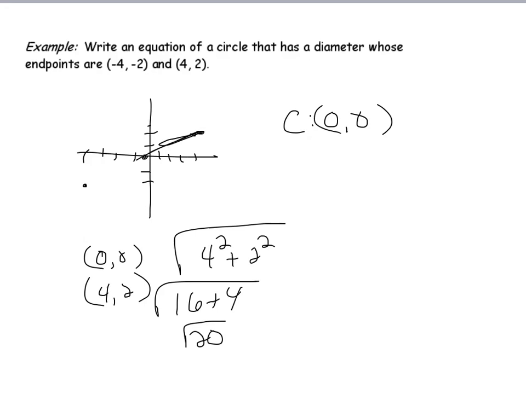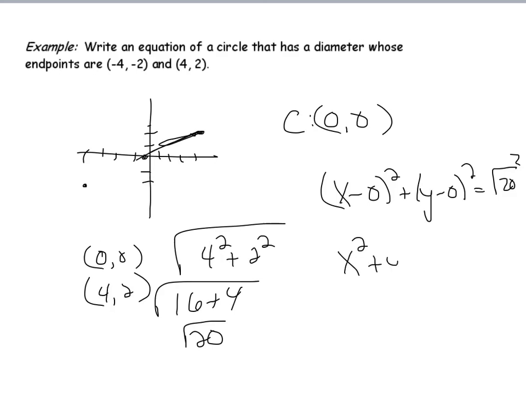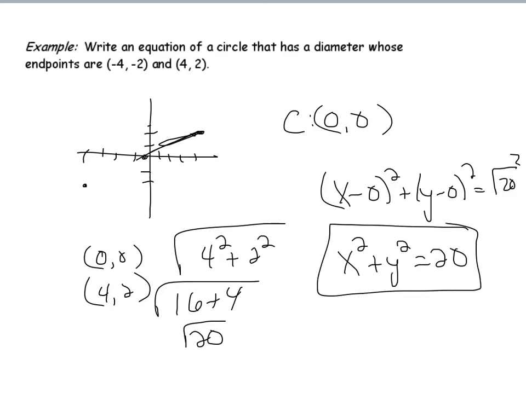All right, 4 squared plus 2 squared gives you the square root of 20. So now we have (x - 0)² + (y - 0)² = (√20)². So this is just x² + y² = 20. We will practice this more tomorrow. Make sure you come back with your questions.